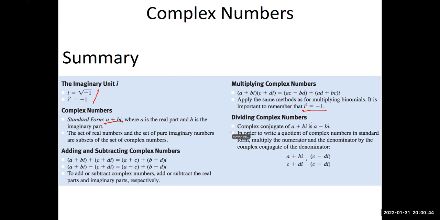And in dividing complex numbers, we make use of the complex conjugate. The complex conjugate is simply the inverse of the original expression. So kung plus ito, negative yung conjugate niya. Kung ito ay negative, positive yung kanyang conjugate. Okay?